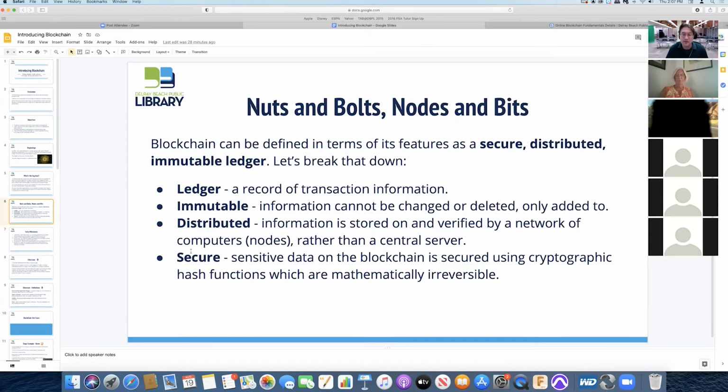Blockchain is secure. The sensitive data on the blockchain is secured using cryptographic hash functions, which are mathematically irreversible. That makes it very hard to get at the original data input into the blockchain by any kind of hacking means. Plus, it's distributed. It's one thing to hack into one central server. It's another thing to try to hack an entire network. You would have to gain access to all the computers at the same time in order to hack the system. So it's a very secure system, and that's part of the beauty of it, and why it's become an important milestone in computing.